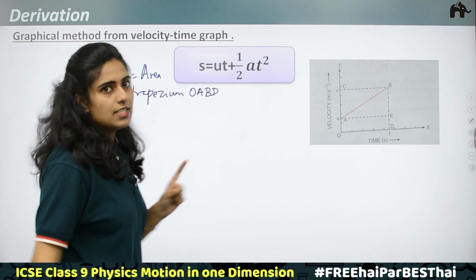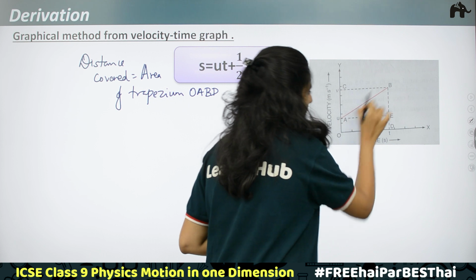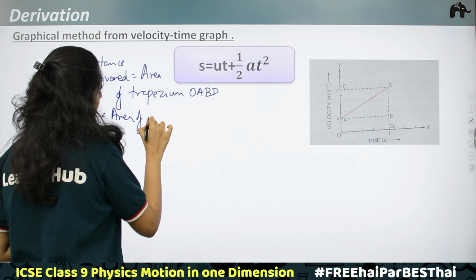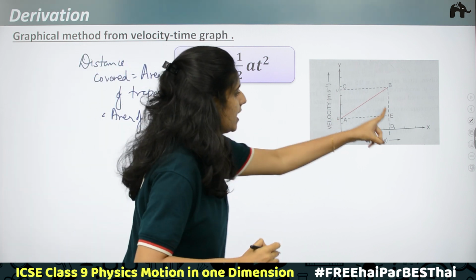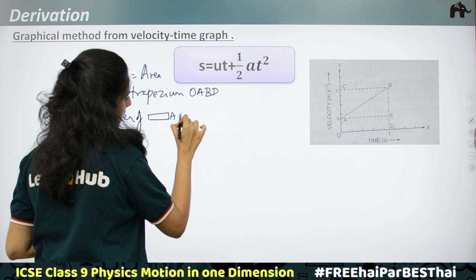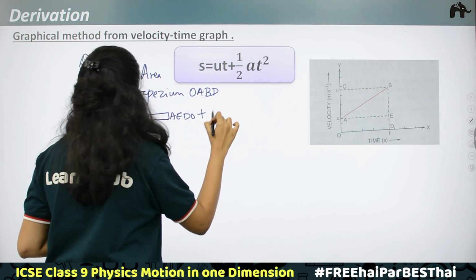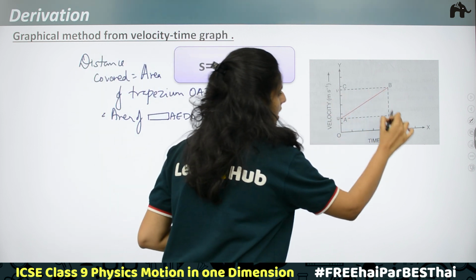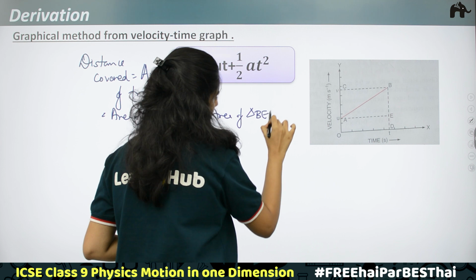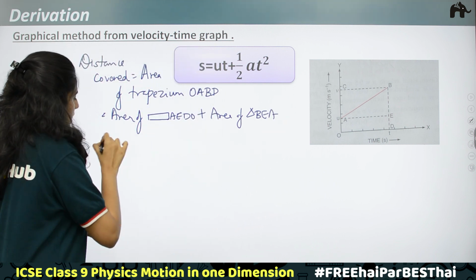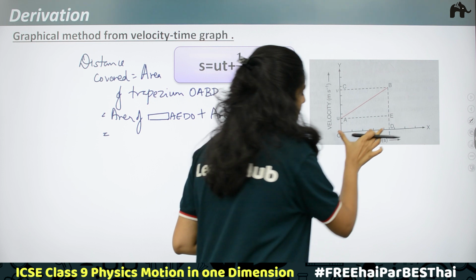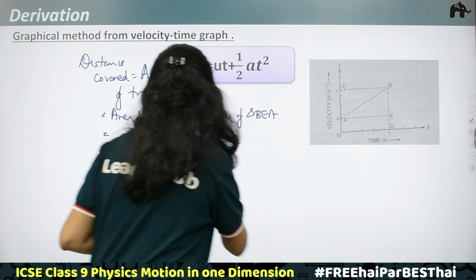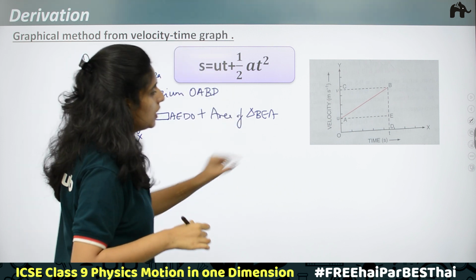Now, you can see that this trapezium is made up of a rectangle and a triangle. So, this can be written as area of rectangle AEDO plus area of triangle BEA. Now, how to find the area of rectangle? Area of rectangle is length into breadth. So, here we have the length OD into breadth OA.